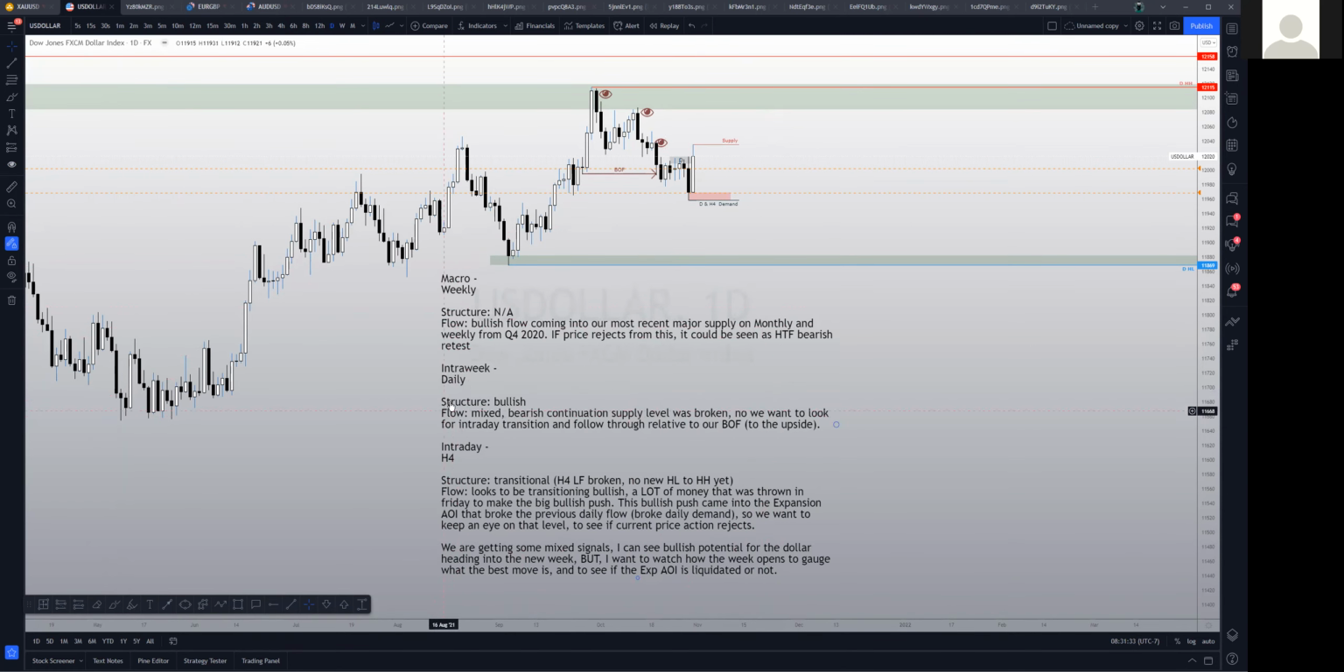For those of you that would like to read my notes for the upcoming week, this is how I'm viewing structure and flow across multiple time frames. This is just a nice little gift to you. This is how I'm reading things.